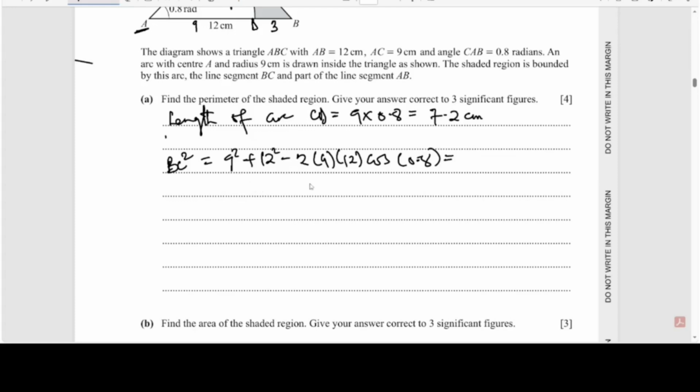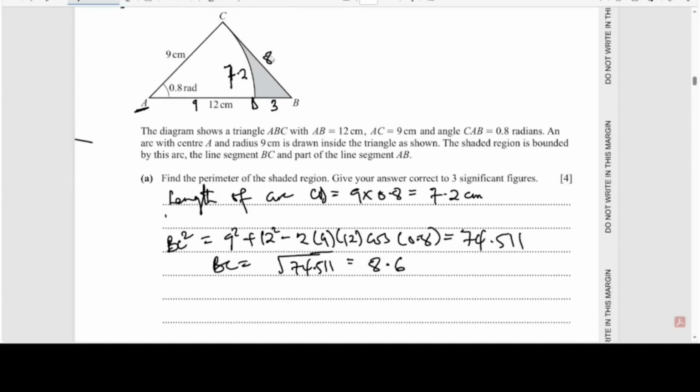So we find this, and then we get BC squared is equal to 74.511. Now we take the square root of both sides. So BC is equal to the square root of 74.511, and that gives us 8.63. But since we are going to write our final answer in 3 significant figures, 2 significant figures is enough. We found BC to be 8.6.